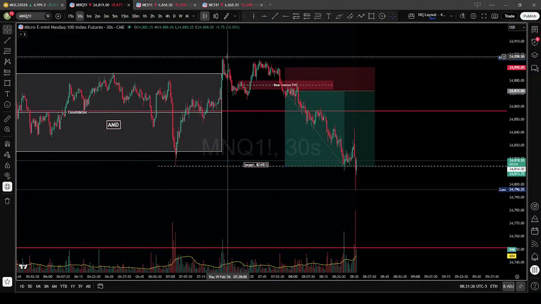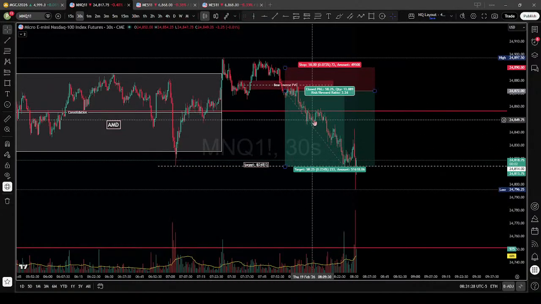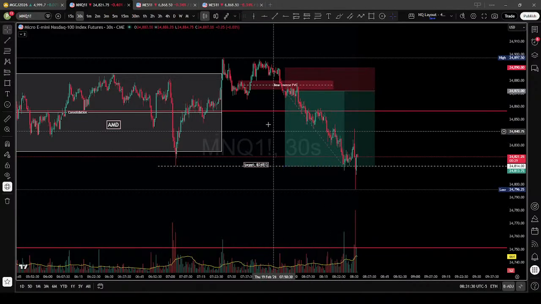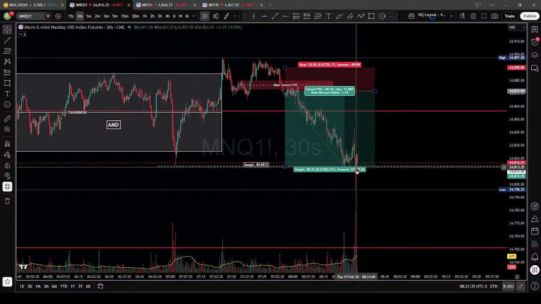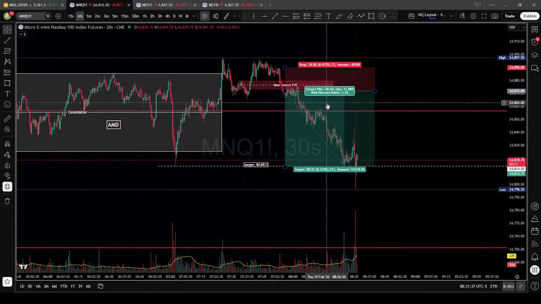Like if it has taken out liquidity higher and it's supposed to take out the liquidity lower, then even if there is news, it will give us the target first before taking us out of break even.